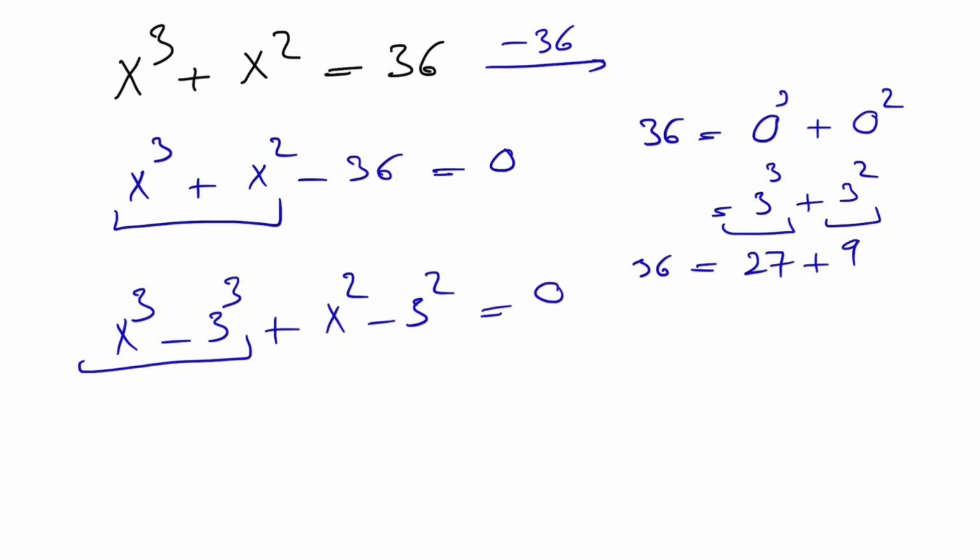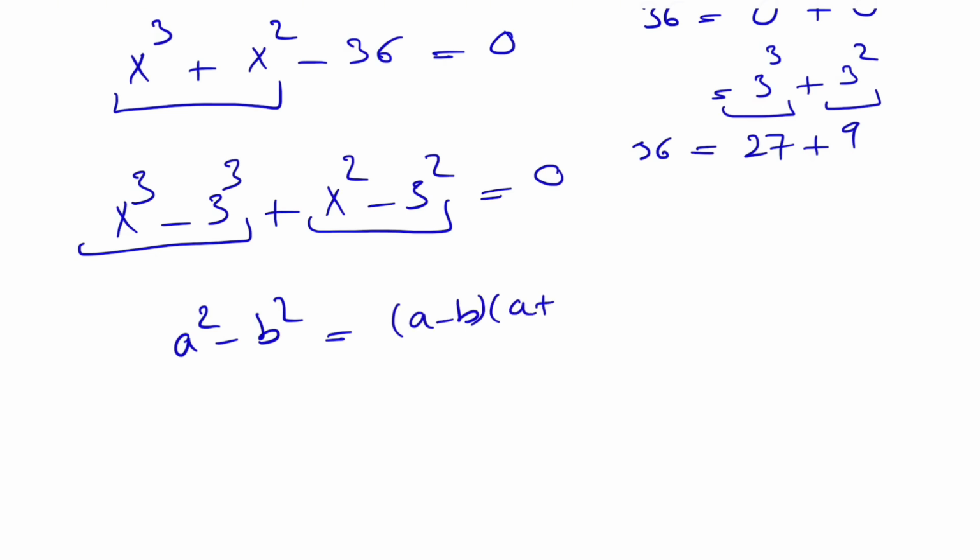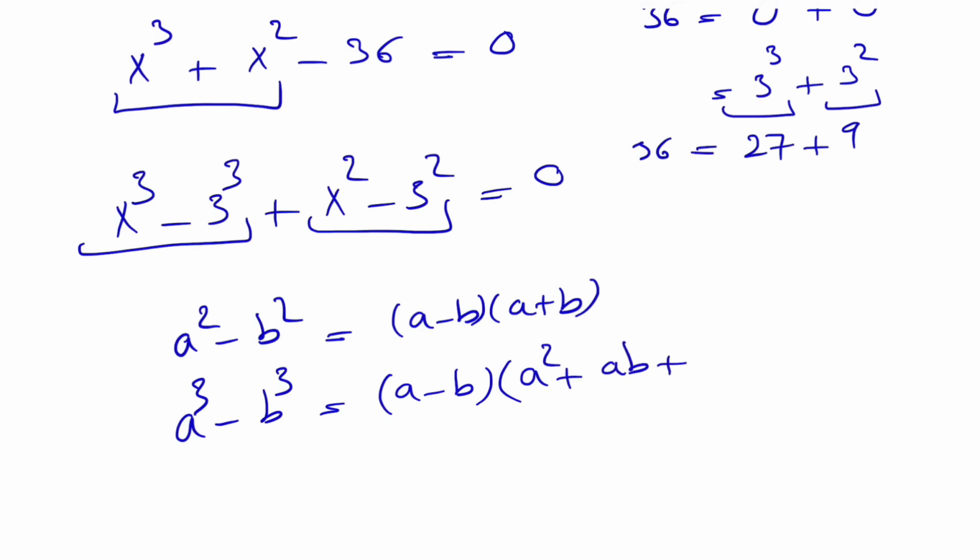And these two expressions are familiar to us. We have the difference of squares, where a squared minus b squared is a minus b times a plus b, and we have a cubed minus b cubed, which is a minus b times a squared plus ab plus b squared.